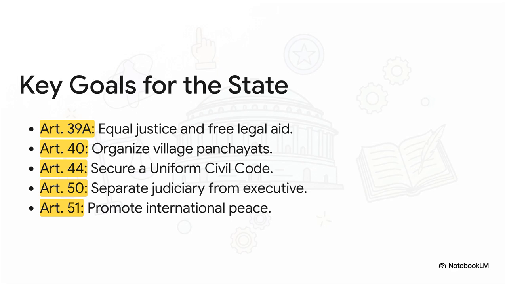Things like providing equal justice and free legal aid to the poor. That's in Article 39A. Or organizing village panchayats to empower local government. There's the often debated goal of a uniform civil code in Article 44. And then there are principles like separating the judiciary from the executive and promoting international peace. These are the big picture ambitions for the nation.